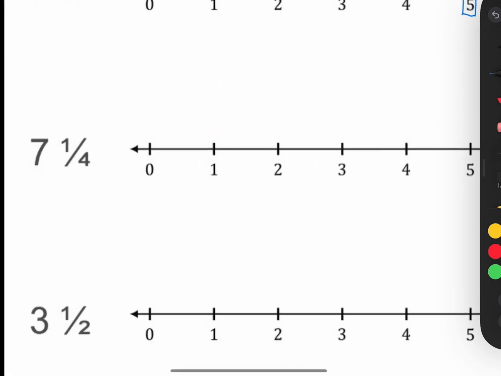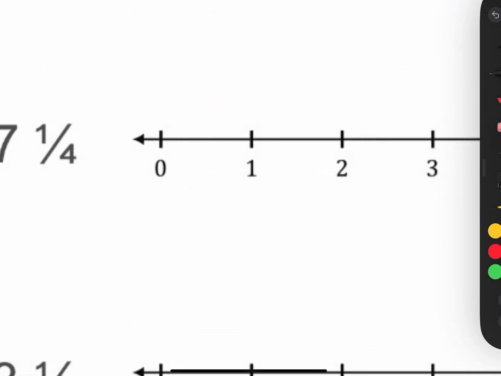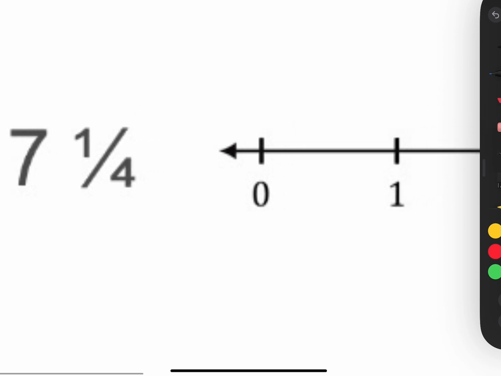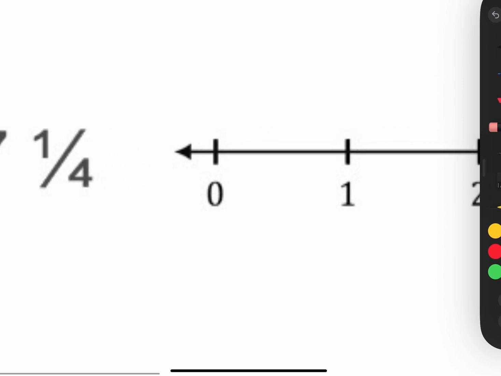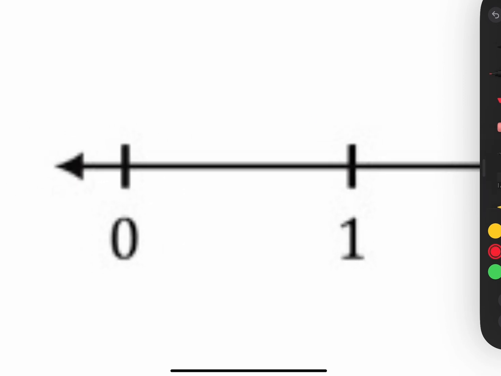Now I'm not going to help you find the dot for this next number line, but I will help you with marking the number line. So over here we have 7 1/4. What is our denominator in this mixed number? That's right, it's 4. That means how many parts should we have between each whole number? How many spaces should we have in between each number? We should have 4 spaces. So let me count 4 spaces.